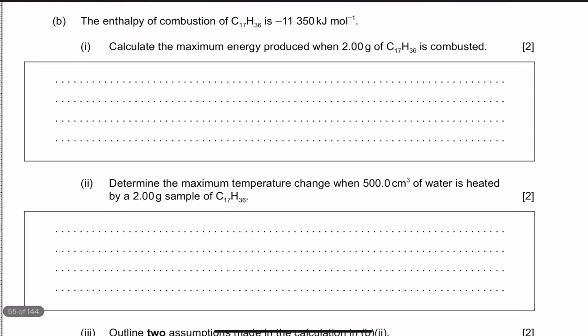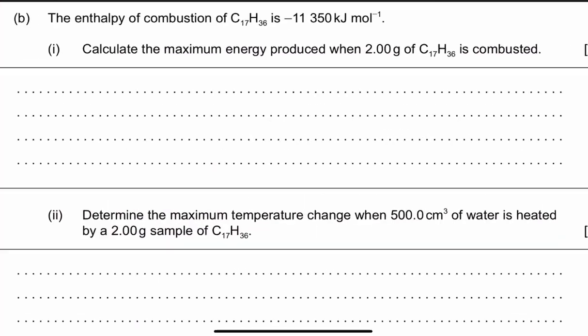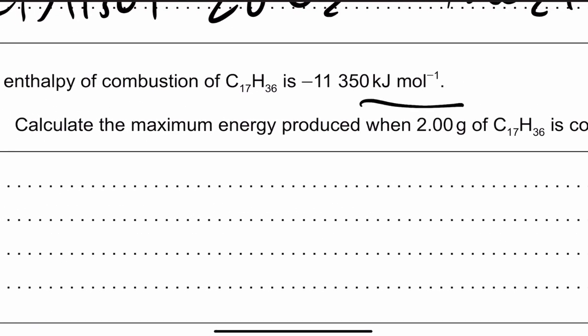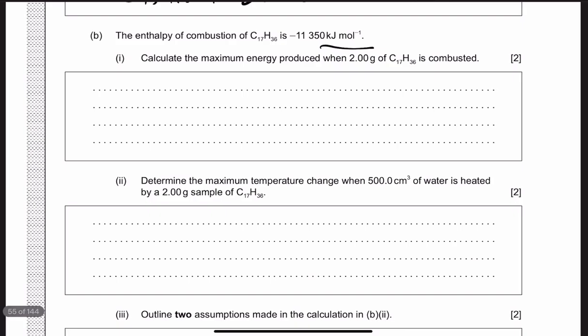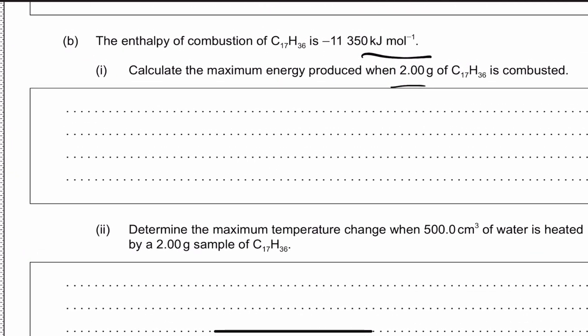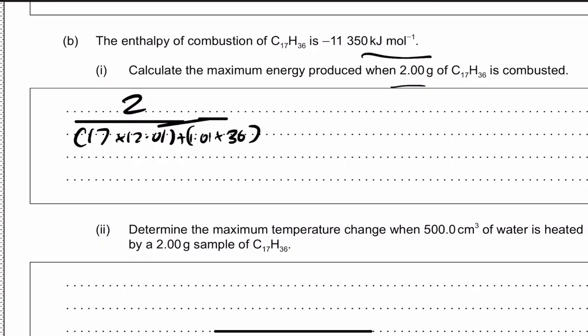Okay, and the enthalpy of combustion is minus 11,350. That is the maximum energy produced when that much is combusted. Remember, this is in kilojoules per mole, but we don't necessarily have 1 mole in 2 grams. So we have to calculate how many moles we actually have. It's C17H36, so we do 2 grams, our mass, over the molar mass, which is 17 times 12.01 plus 1.01 times 36.